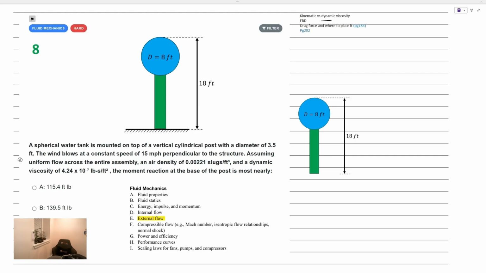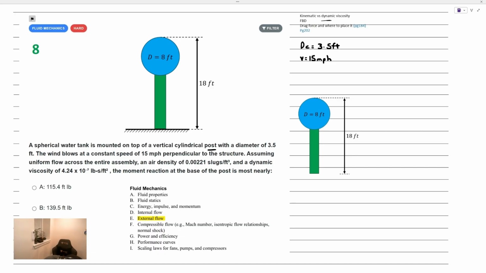In this problem, we have a spherical water tank mounted on top of a vertical cylindrical post, and the diameter of that cylindrical post, D sub C, is equal to 3.5 feet. The wind blows at a constant speed of 15 miles per hour perpendicular to the structure. I know what the speed is, 15 miles per hour, assuming uniform flow across the entire assembly.